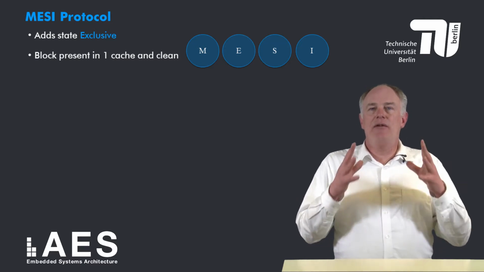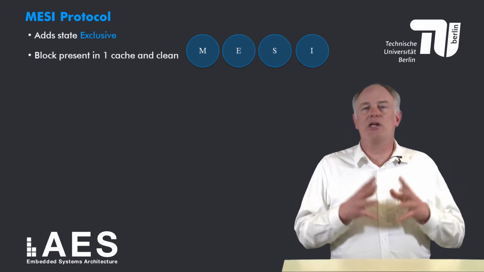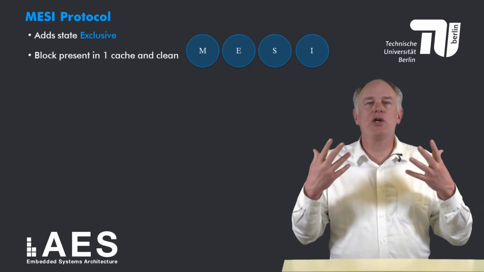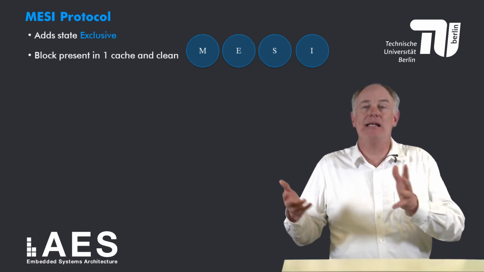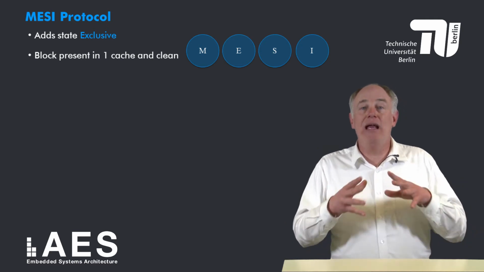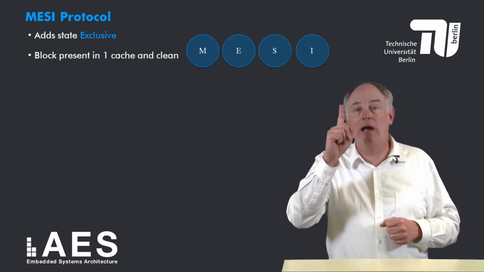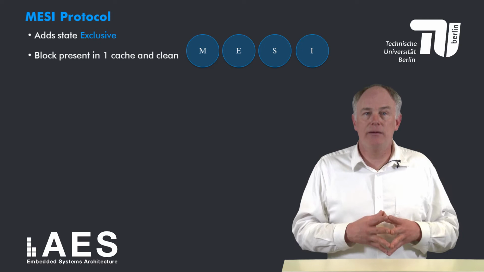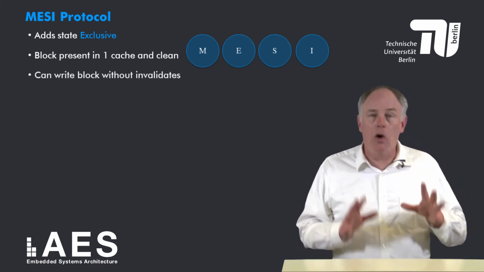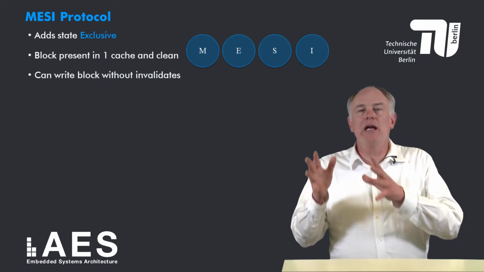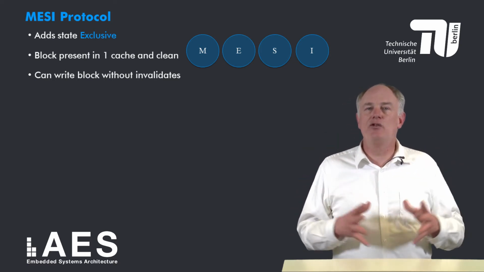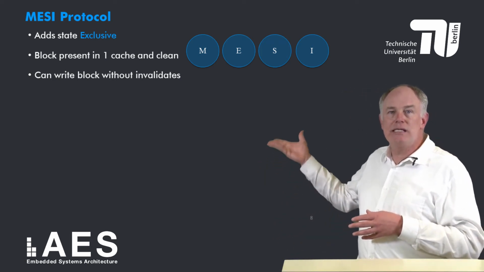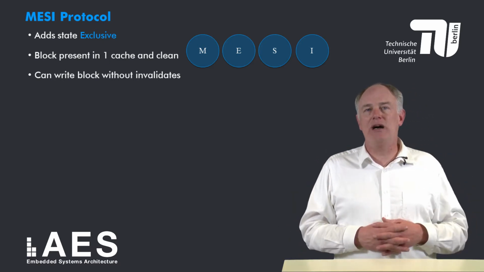These considerations have led to the design of the MESI cache coherence protocol. In the MESI protocol, there is one extra state called exclusive in addition to the states M, S, and I. The exclusive state means that the block is present in exactly one cache and is clean, meaning that the copy in memory is up to date. Because the block is present in only one cache, the corresponding processor can write it without having to invalidate other copies. So the MESI state transition diagram includes this transition from the exclusive to the modified state.